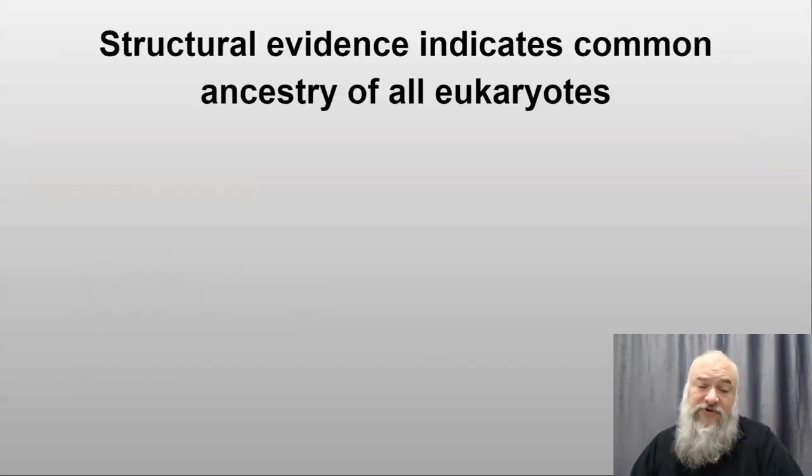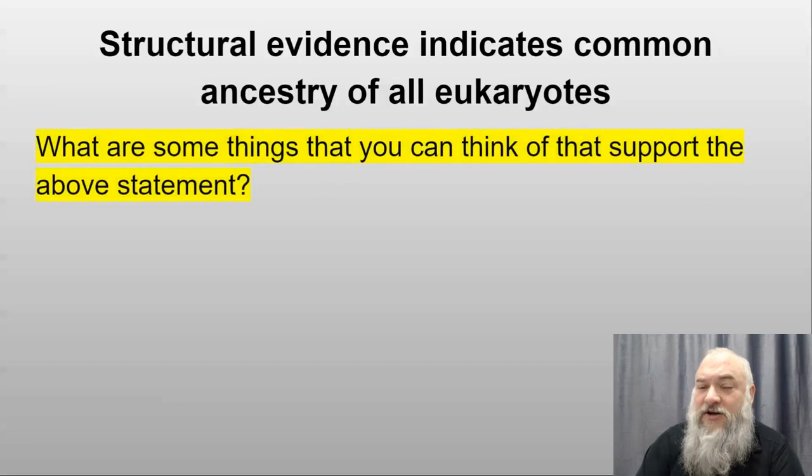There's also structural evidence then as well that indicates the common ancestry of all eukaryotes. So what are some derived characteristics of eukaryotes that derived after we split from prokaryotes? Or the other way you can think of it, what are the ancestral characteristics that all eukaryotes share? You can think of it either way. Think of a few of those for me, guys. Pause it if you need to.